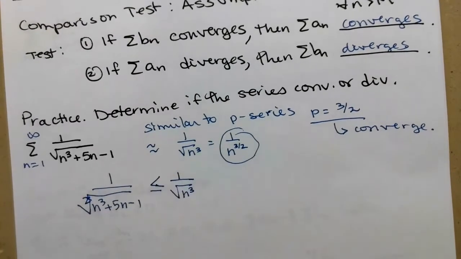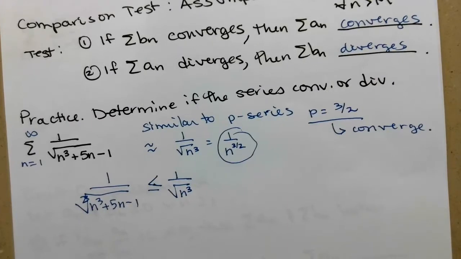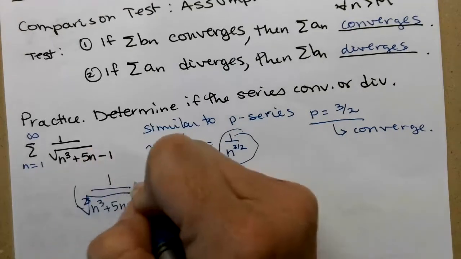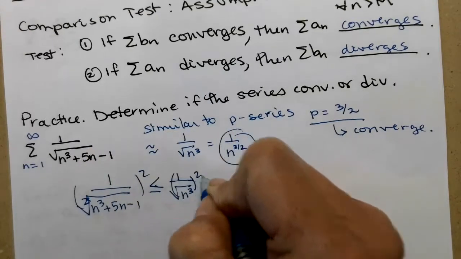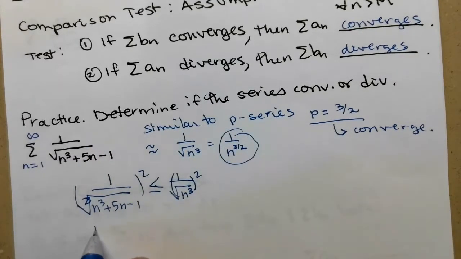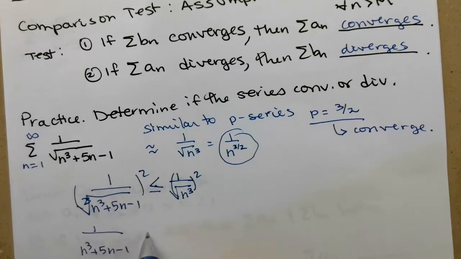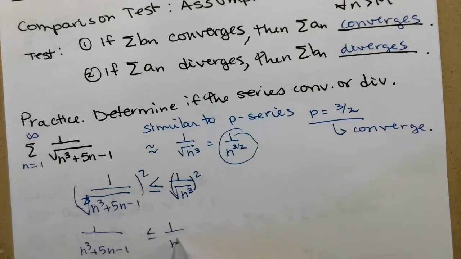Okay, so now we need to manipulate this inequality. One of the inequality rules is we can square both sides. So let's go ahead and do that. So that's going to lead us to 1 over n cubed plus 5n minus 1 less than or equal to 1 over n cubed.